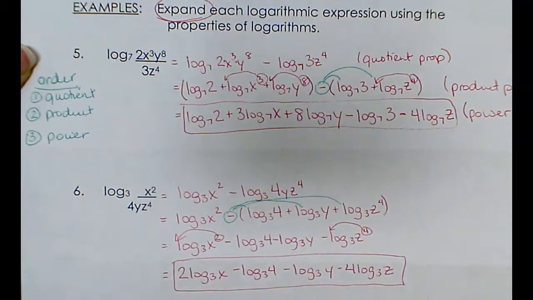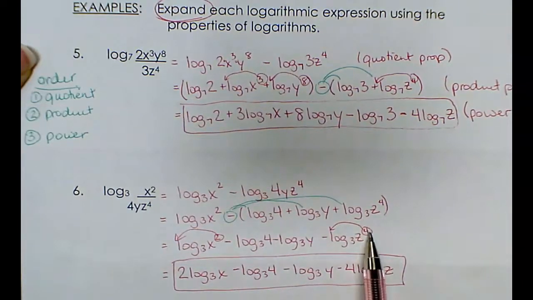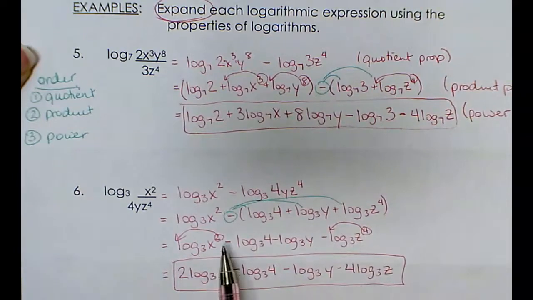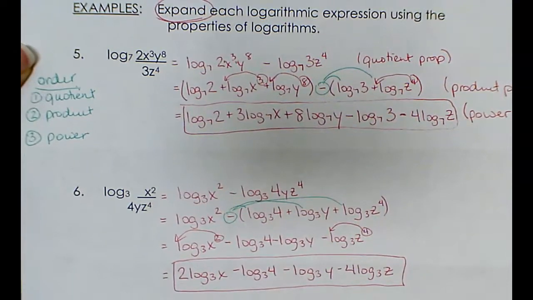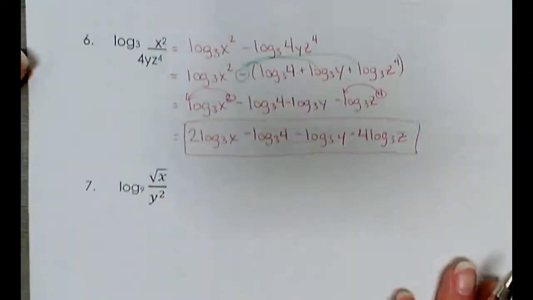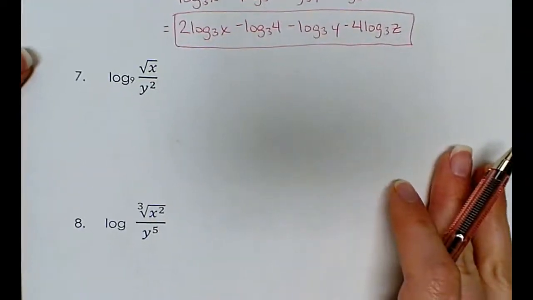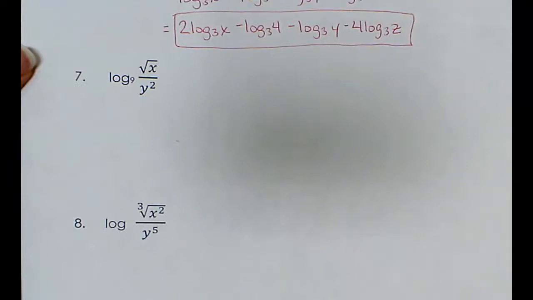And then finally, I used power property to take the 4 and move it in front, and the 2 and move it in front. Notice that x and 4 and y and z, what I'm taking log base 3 of, have no multiplication and no division in them. All right, so let's move on to 7 and 8. 7 and 8 are very similar. I'm going to help you with 7 and a little bit with 8, but I'm going to hope that you can finish 8 on your own.